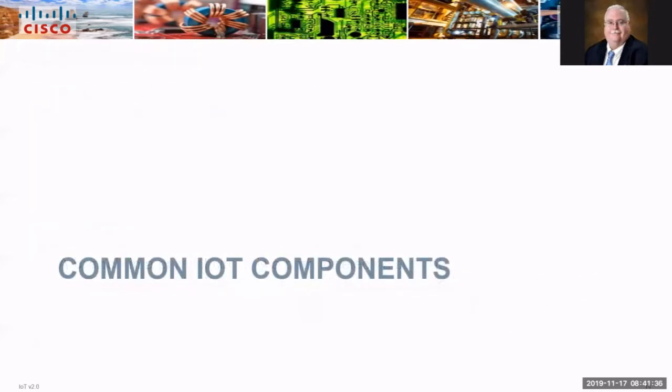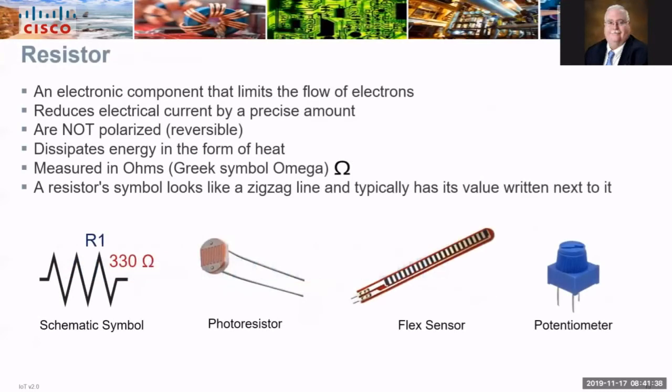Common IoT components. A resistor is measured in ohms and is classed as a passive circuit element and as such cannot deliver power or store energy. Instead, resistors absorb and dissipate power as heat and light. Notice the schematic symbol for a resistor.